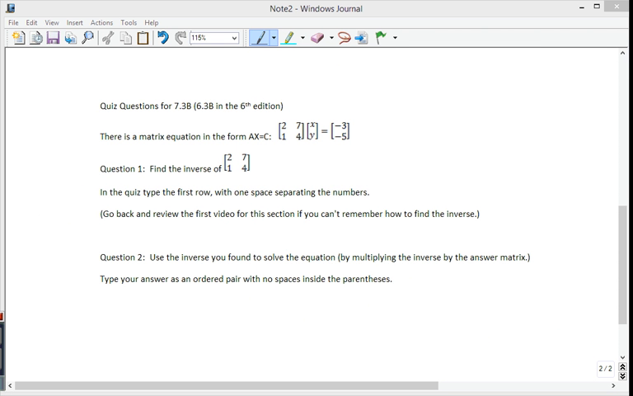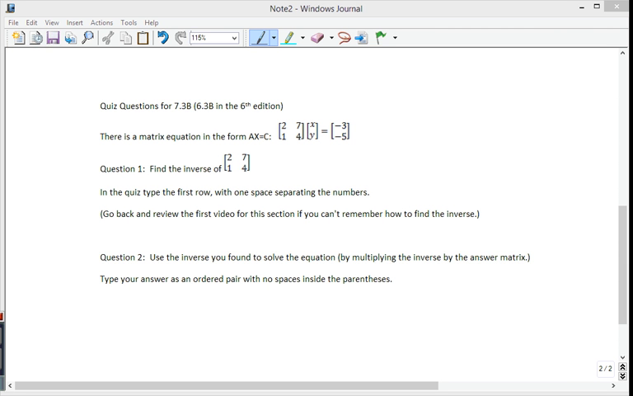Here's the quiz questions for this video. There are two questions, right? So if you have this matrix equation that I give to you here, first I want you to find the inverse of that coefficient matrix, that 2, 7, 1, 4. So you might have to go back to the other video if you forgot how to find the inverses. And then that's the first question. When you type it in, there's not really a good way to type in a matrix, so I'm just going to have you type in the first row and just put a single space between the numbers.